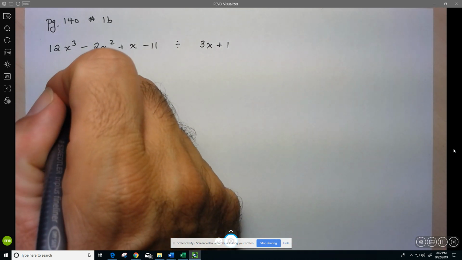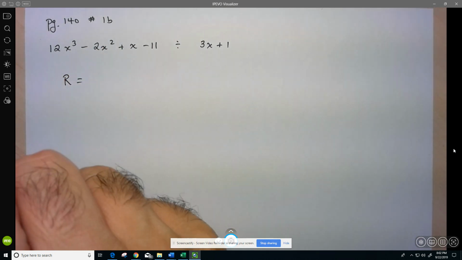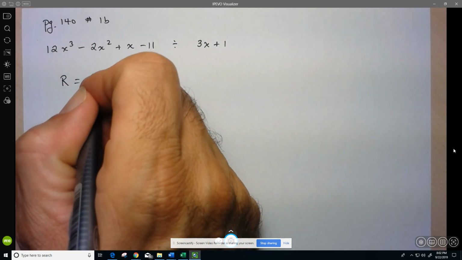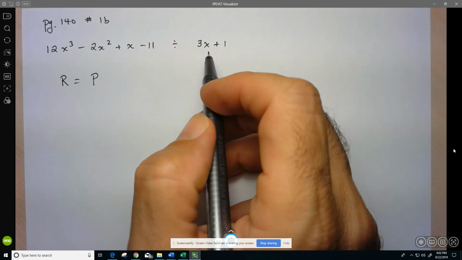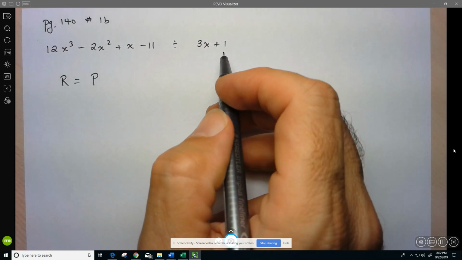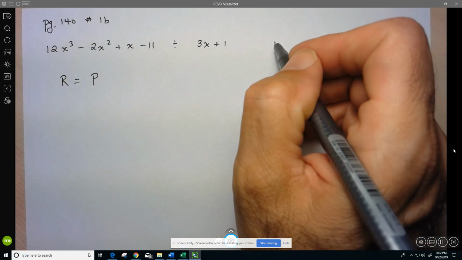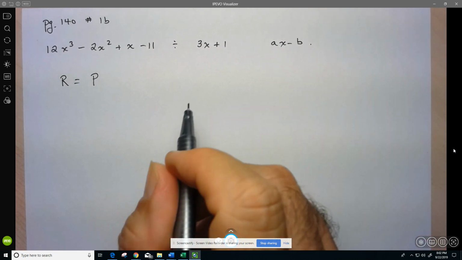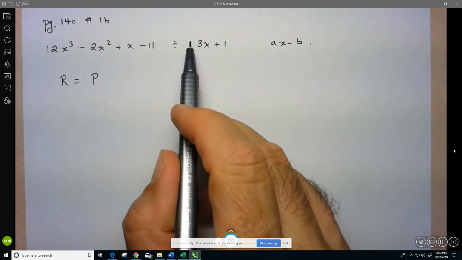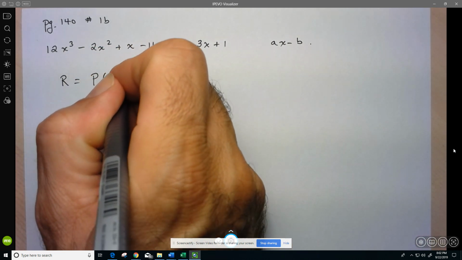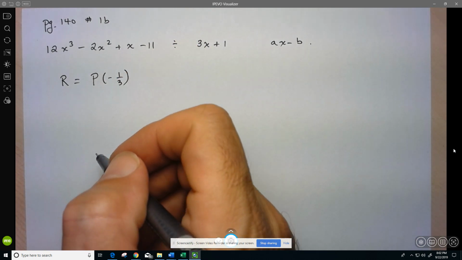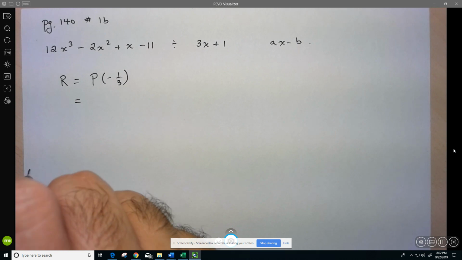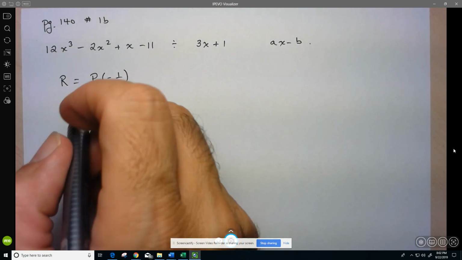Okay, so we know that the remainder of a division is given by the polynomial evaluated at b over a, if we have the form ax minus b. So here that means -1 over 3. So we're just going to evaluate that at -1/3, and that will automatically give us the remainder without doing the full division. All right, so let's do that here.